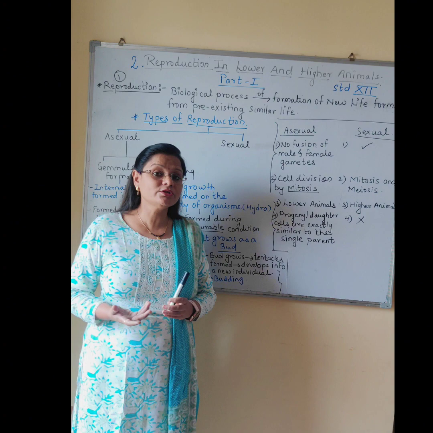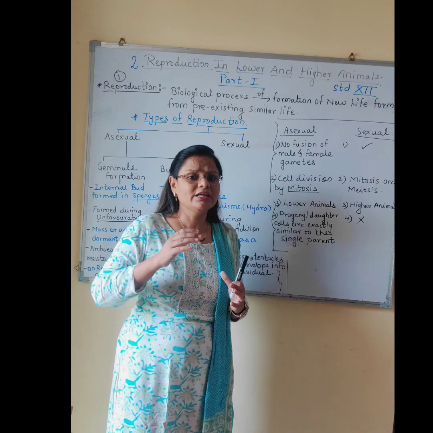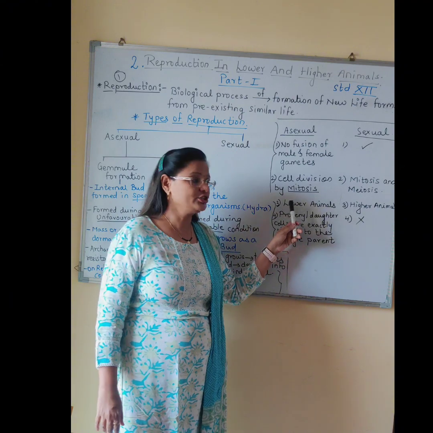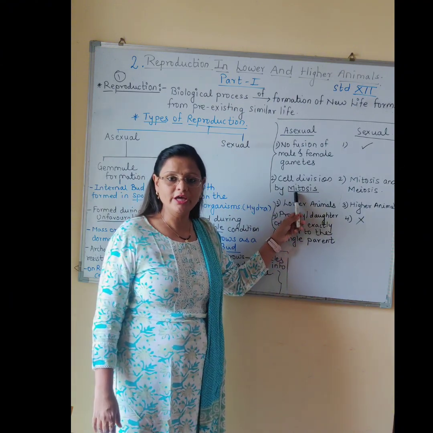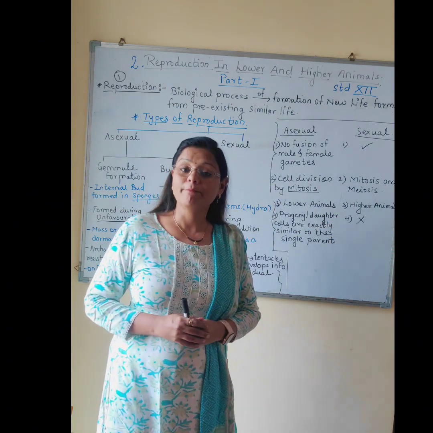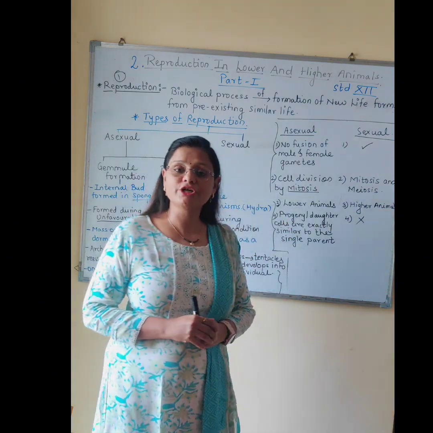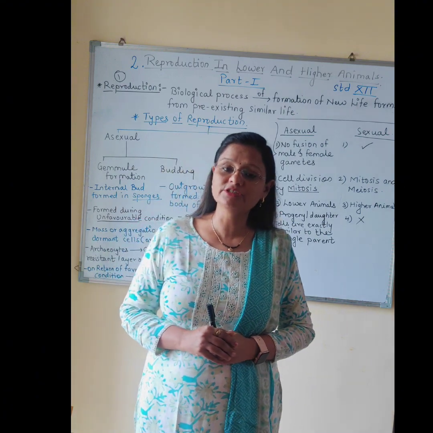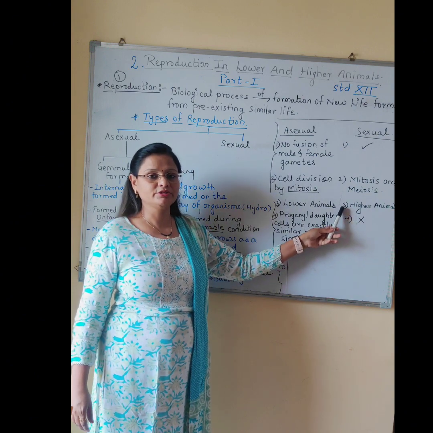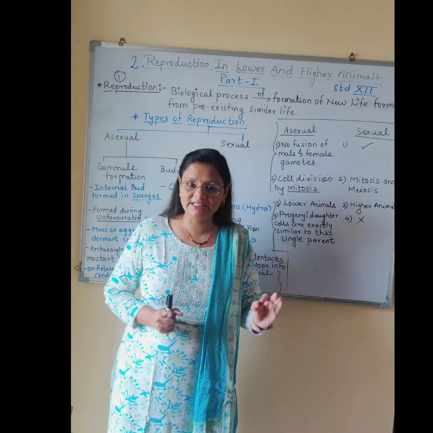Next difference, as we know that from one cell so many cells are formed, therefore this means that cell division has taken place. The cell division which takes place in asexual reproduction is mitosis. Okay, and the types of cell division which take place in sexual reproduction are mitosis and meiosis. Third, asexual reproduction takes place in the lower animals, while sexual reproduction takes place in the higher animals.